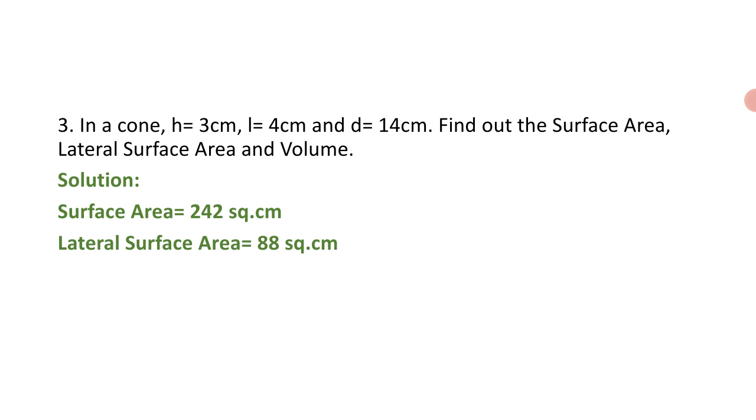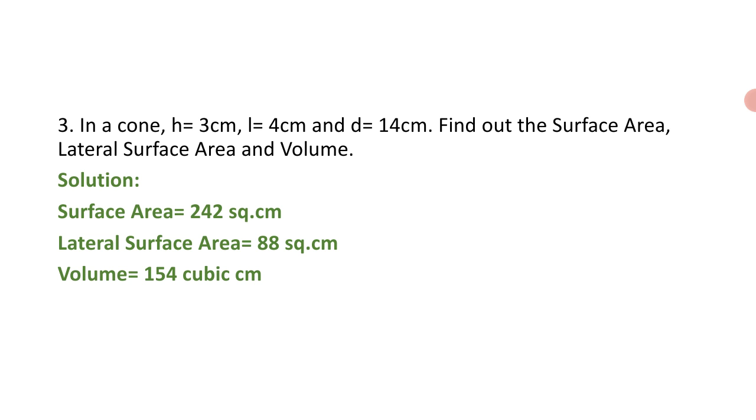Next, we should find lateral surface area. We know lateral surface area formula is pi r l. So we can apply the radius and the slanting height 4 cm in the formula, and we can find the lateral surface area as 88 square centimeter.